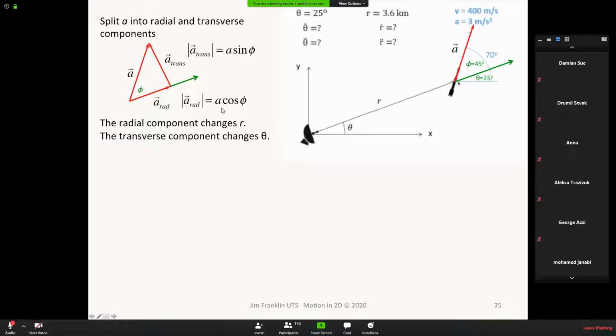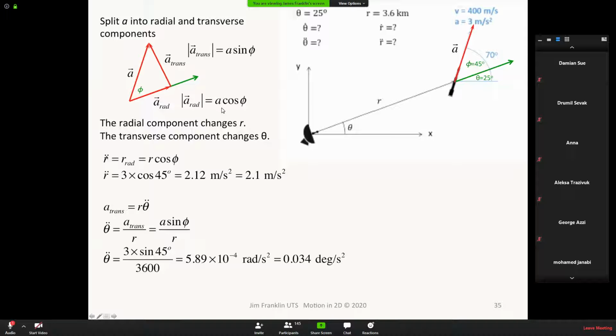And what the radial component is, that's increasing the range in that direction, and the tangential acceleration is going to be affecting the angle with respect to the horizontal. So the transverse component changes theta. So R double dot is the rate of change of the range.